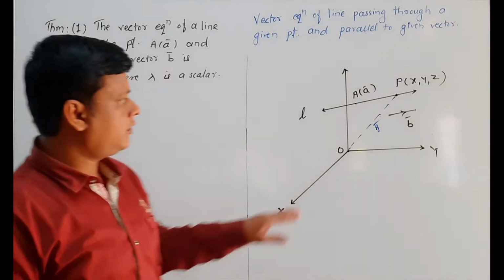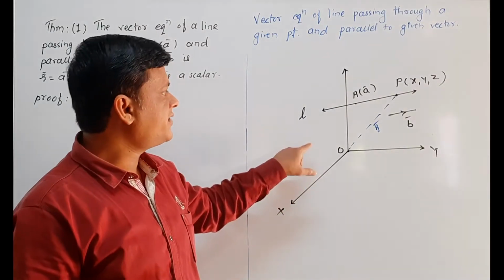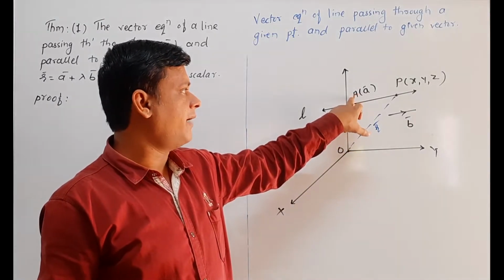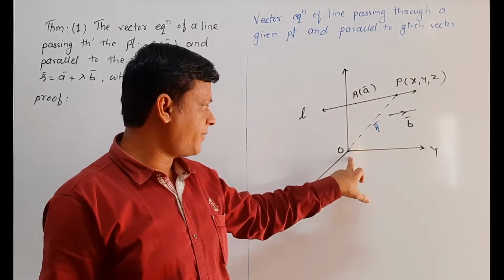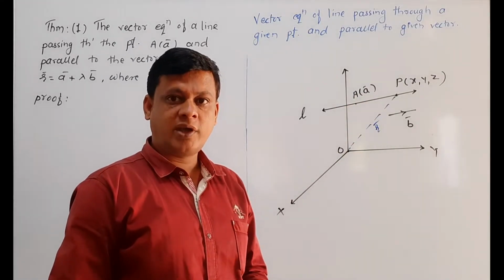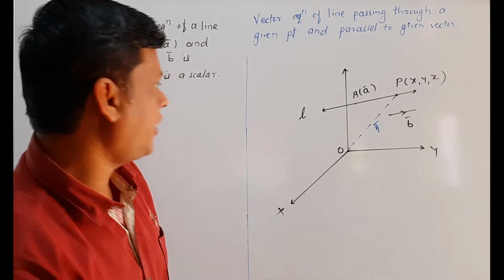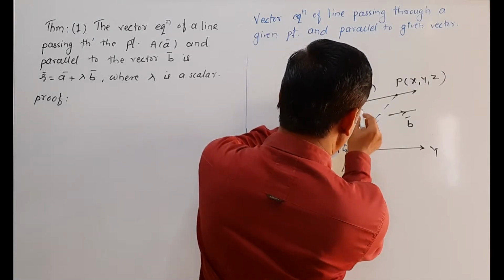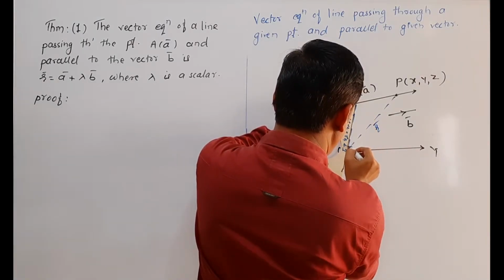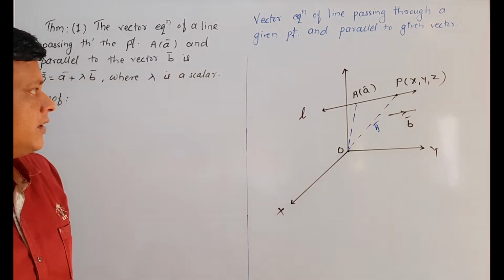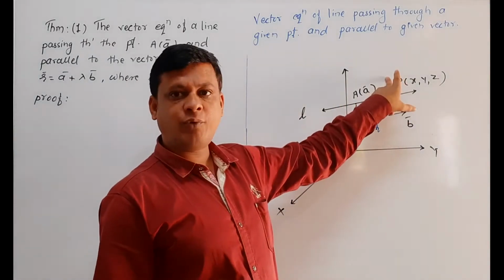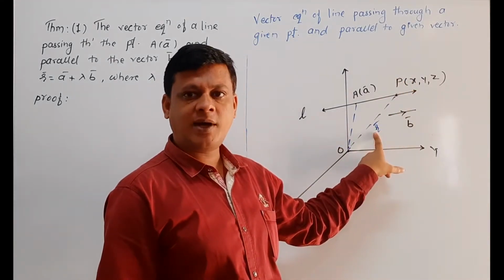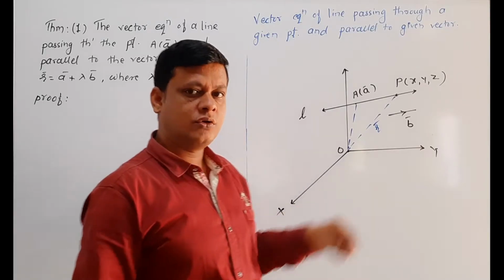So first we draw this figure. We consider a line L. This line L passes through the point A and the position vector of this point A with respect to origin is A bar. So we consider here the position vector of this point A with respect to O, and let this point P be any point on that line, and the position vector of this point P we consider r bar with respect to origin O.